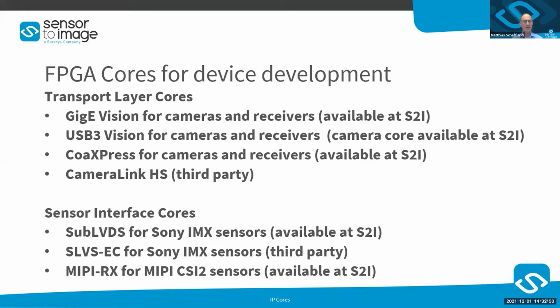At third parties, you can find CameraLink HS, which is a standardized protocol, but not so widely used as the first three protocols.